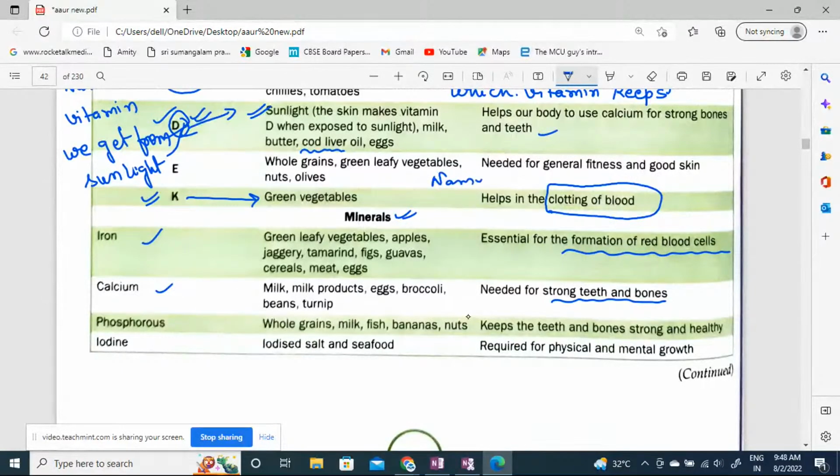Name the vitamin that helps in clotting of blood. Answer, vitamin K.